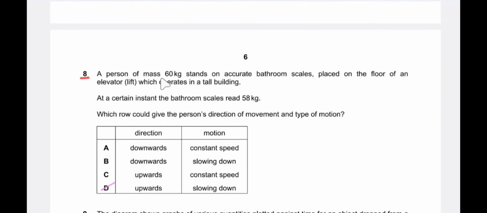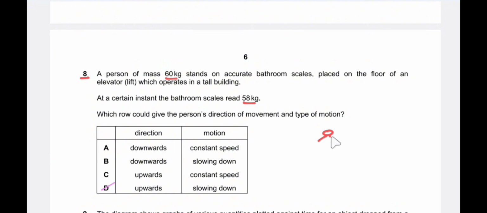Question number 8. A person of mass 60 kg stands on accurate bathroom scales placed on the floor of the elevator which operates in a tall building. At a certain instant, the bathroom scales read 58 kg. Which option could give the person's direction of movement and the type of motion?